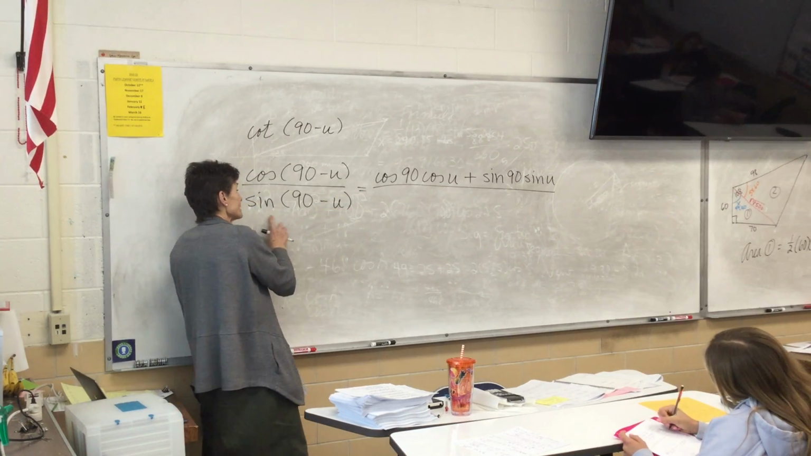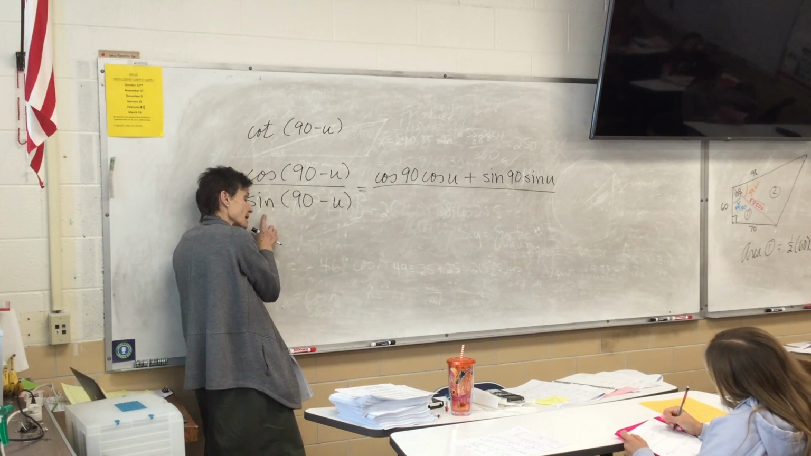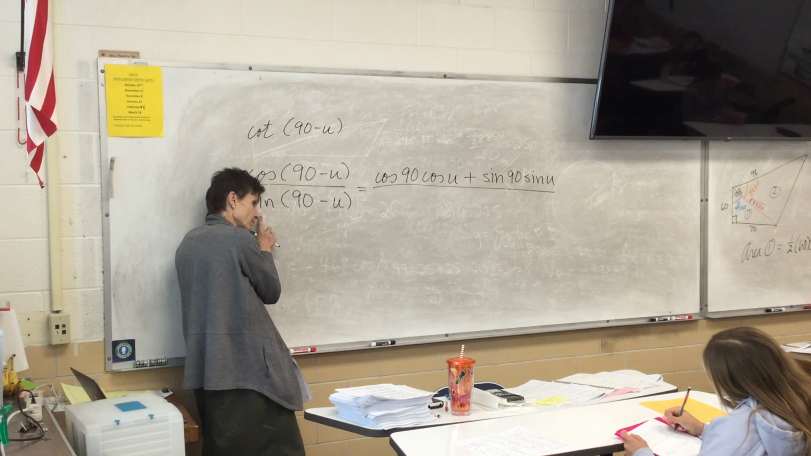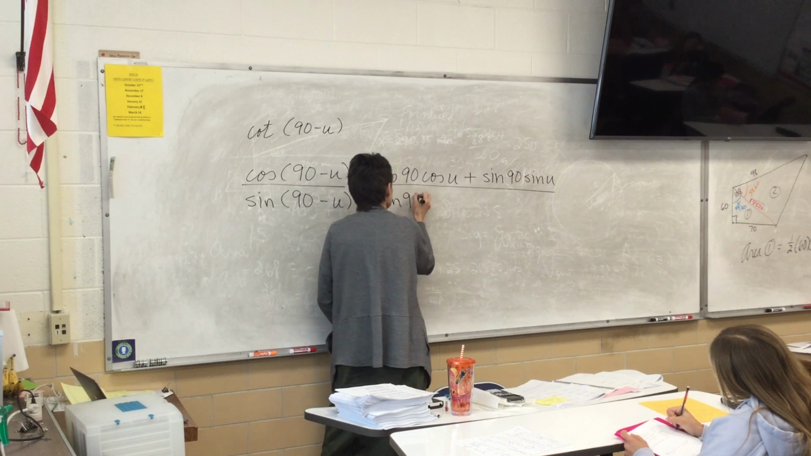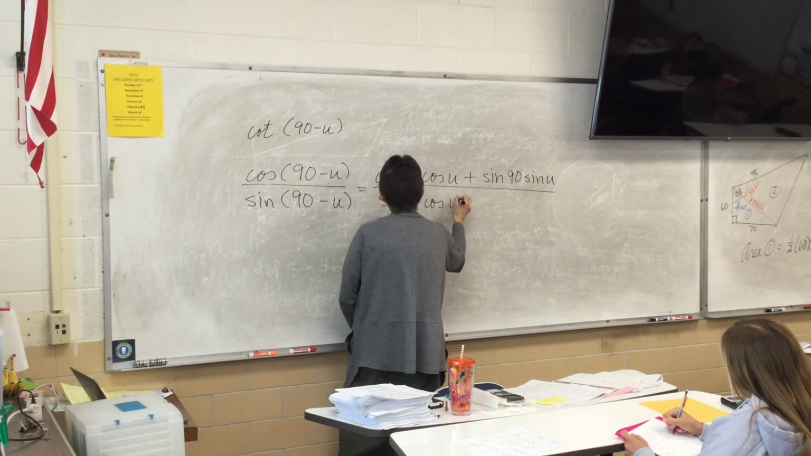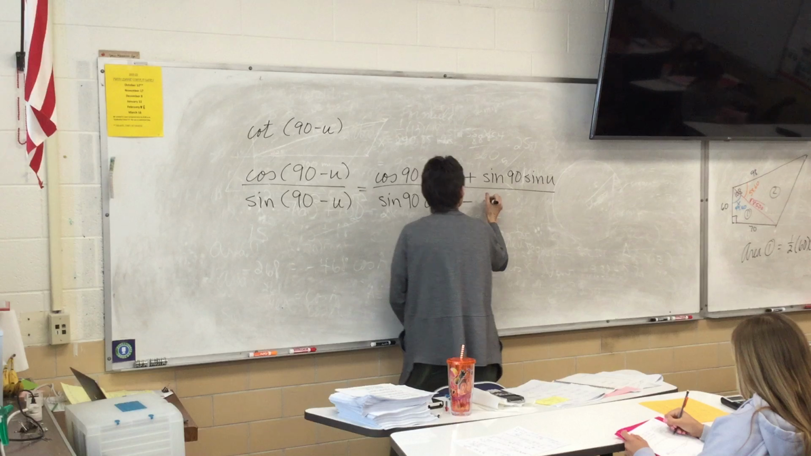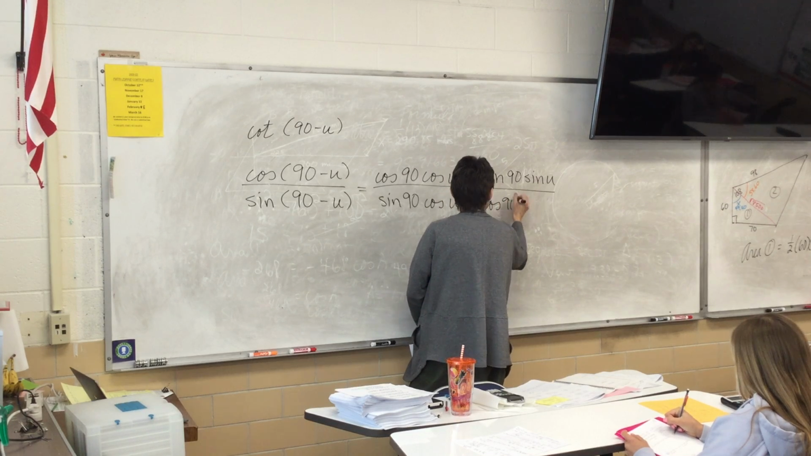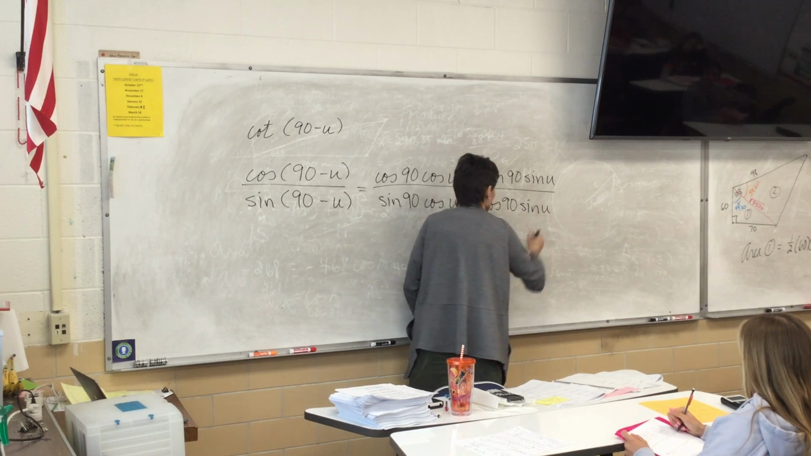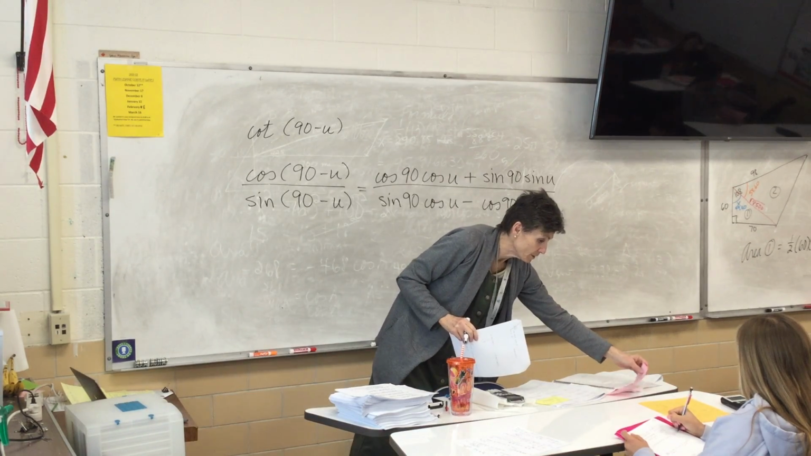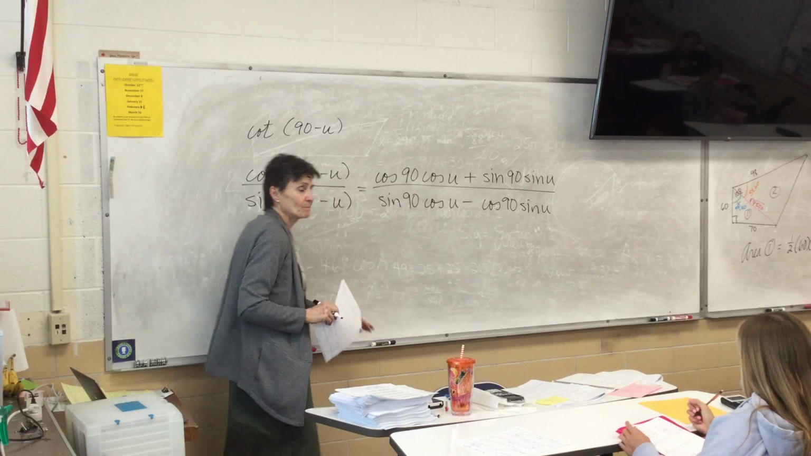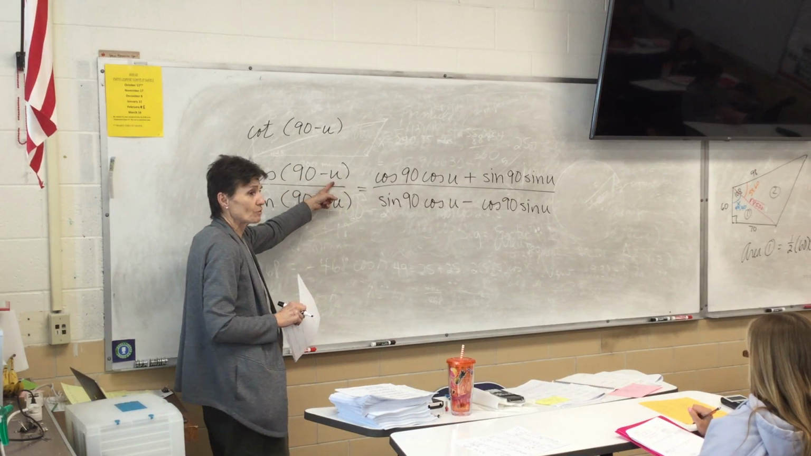Now, what about my denominator? Do the same thing, but use your sine formula. Sine of the first, cosine of the second, minus cosine of the first, sine of the second. Very, very good. So on your colored sheet, what are we looking at? U's and V's. So this is your U and this is your V.